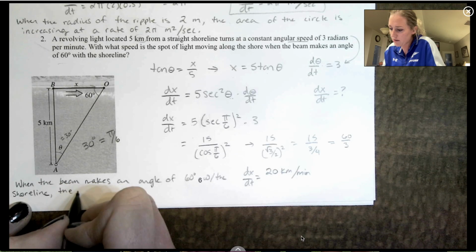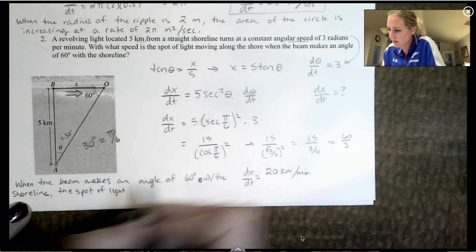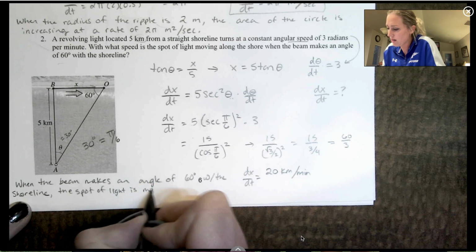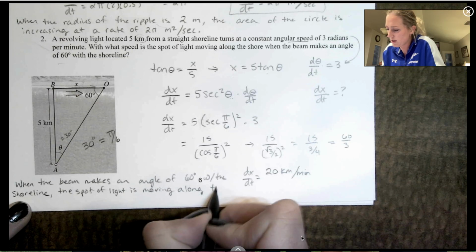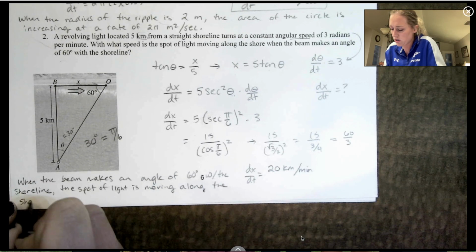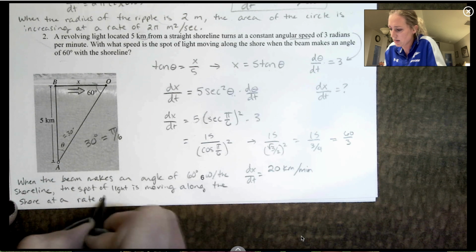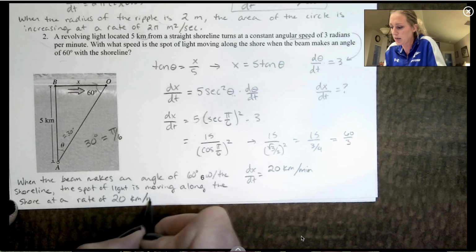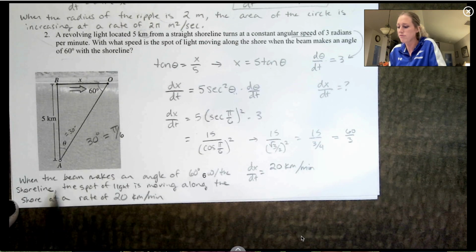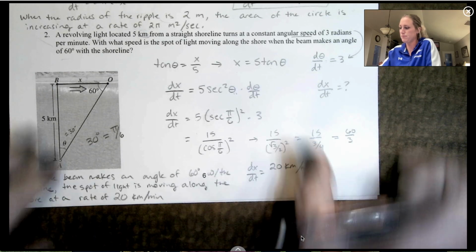the spot of light is moving along the shore at a rate of 20 kilometers per minute. Okay, so again, we gave the context there, we gave the exact instant, and then we gave the rate with proper units.